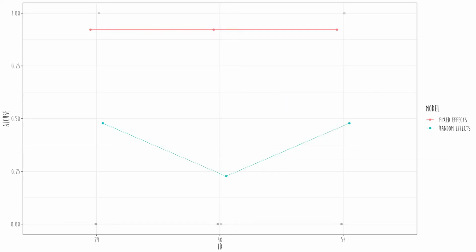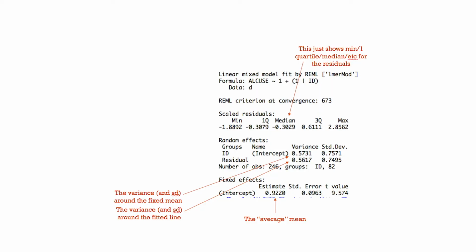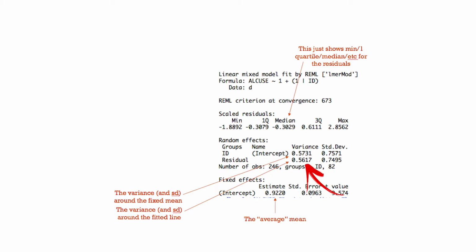And we see very clearly that the average alcohol use differs within cluster. And we could even look at the results of what R gives us. I don't actually spend much time looking at this because I've got some functions in FlexPlot that make it easier to conceptualize what's going on. But for your information, this right here, the 0.5731, that represents the variance of each person's mean from the fixed effect mean. And this right here, the 0.5617, that is the variance of each individual from their mean.